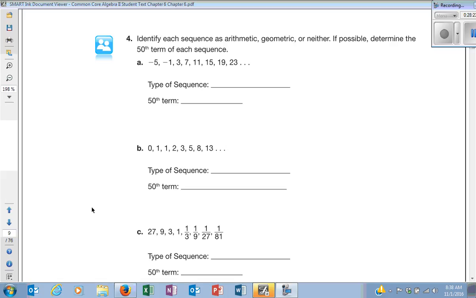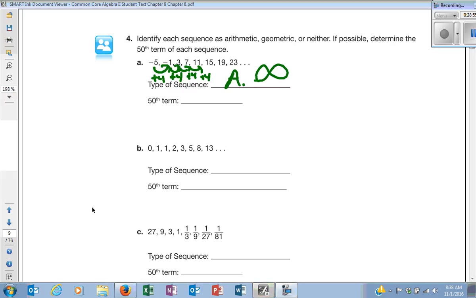So what am I doing? How do I get from here to here? Add 4. How do I get from here to here? What I always try to do is I try to add first. If that doesn't work, then I go to multiplication. If that doesn't work, then it's neither. So I do a couple because I want to make sure. Add 4. Does my pattern change? So what kind of sequence is this? It's arithmetic. Is it infinite or finite? It's infinite. This keeps on going.